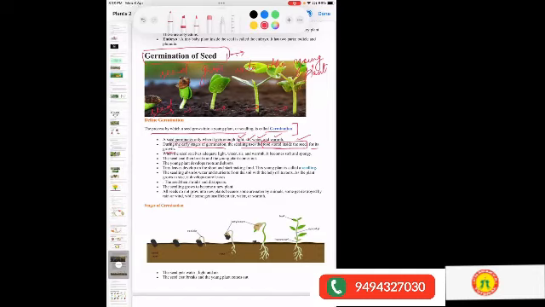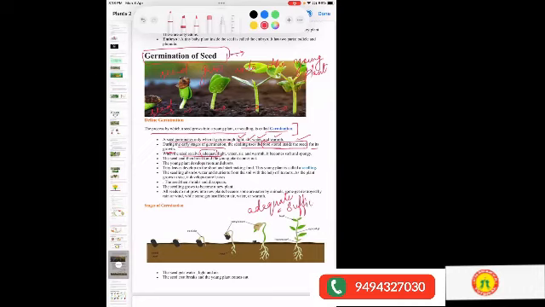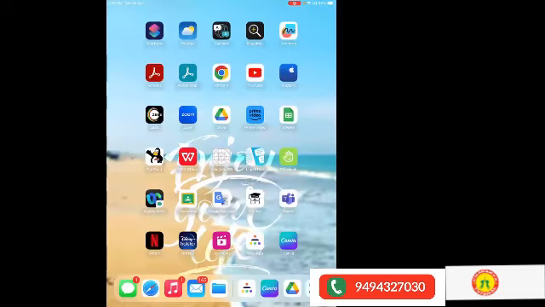And when the seed receives adequate, what do you mean by adequate? Any one of you knows what adequate means? What is adequate? Adequate means sufficient, means enough. Okay, sufficient or enough. All right, children, it means sufficient or enough.